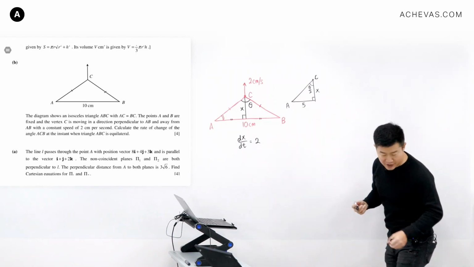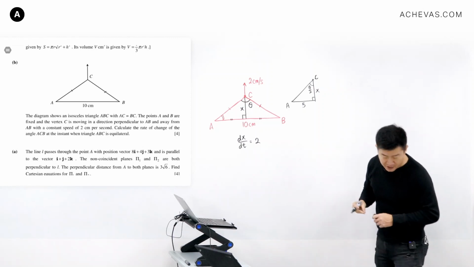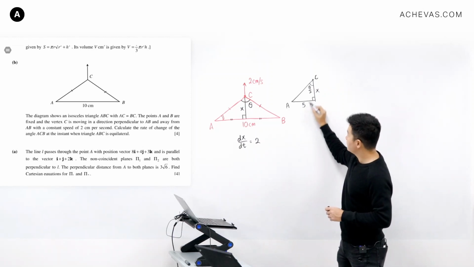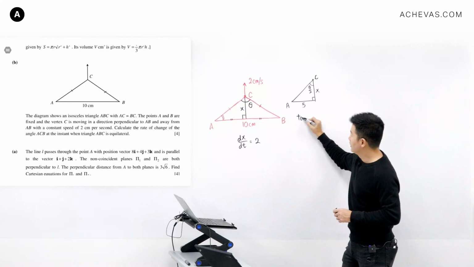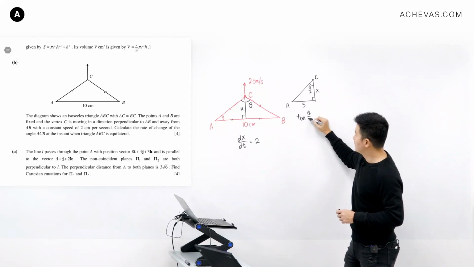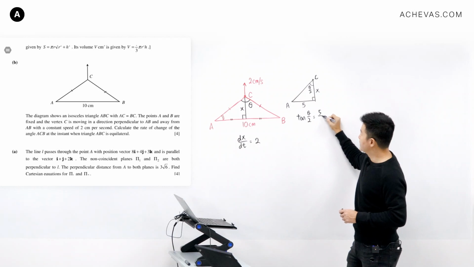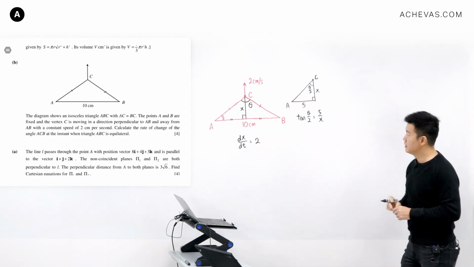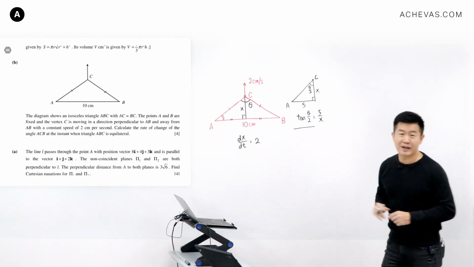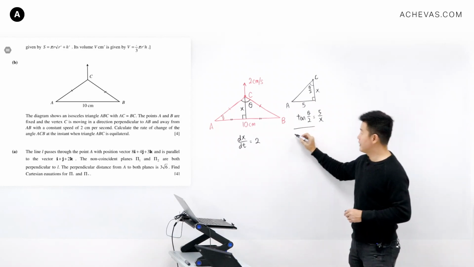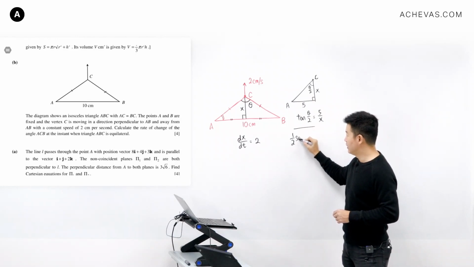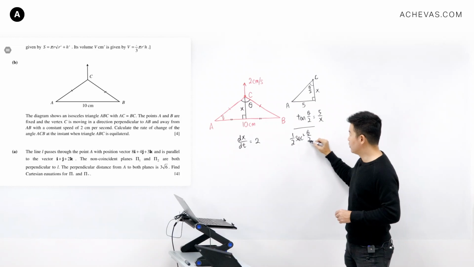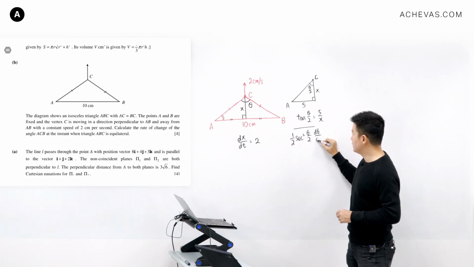And now we can create our own geometry. The geometry will be using tangent of this angle, theta over 2. It is going to be opposite over the adjacent. And if I were to differentiate this with respect to t, on the left hand side, we are going to be getting a half secant square theta over 2 d theta dt.